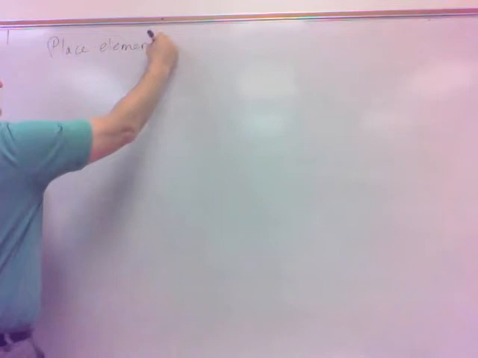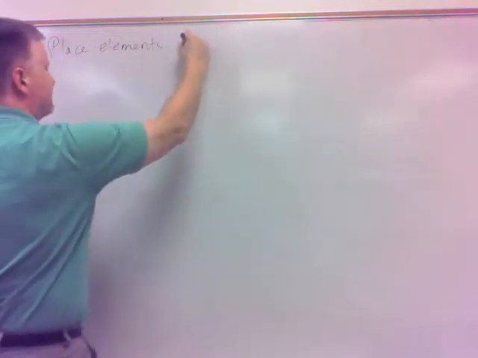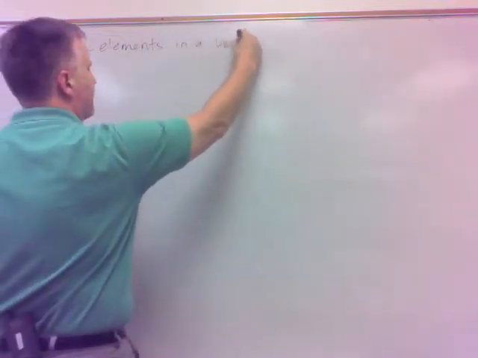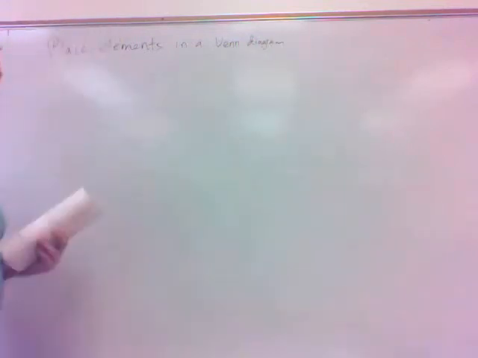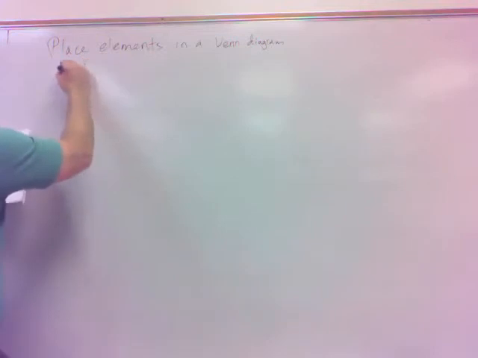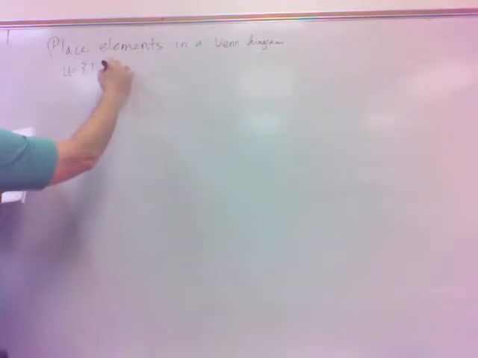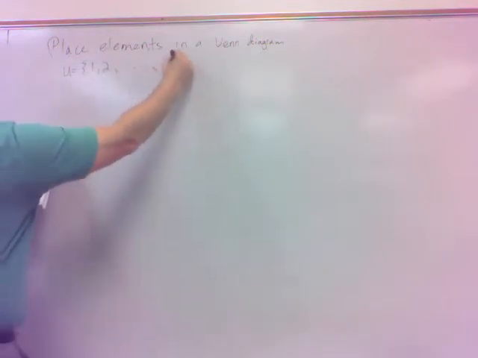Let me do one thing before I do the shading. Let's place elements in a Venn diagram. It's not hard, but I just want to make sure I point it out. Let's go back to the universal set, which is 1 through 10.